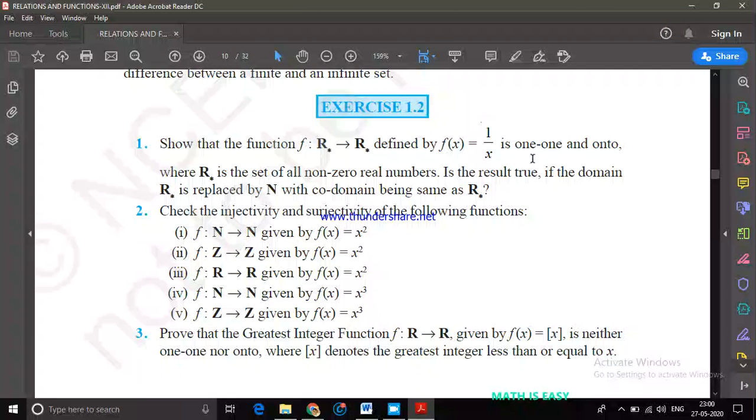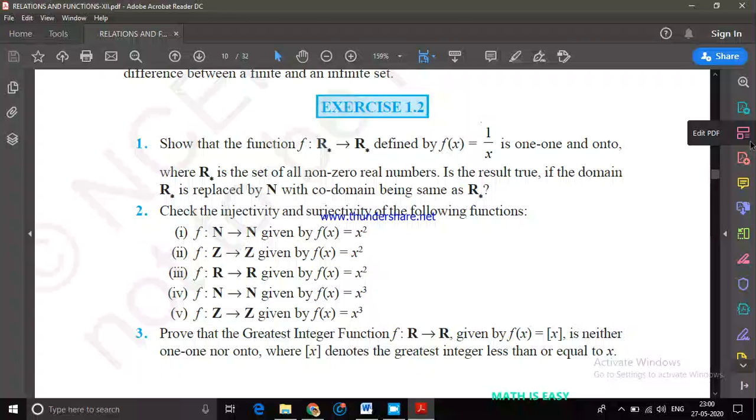So to prove it is a 1-1 function, what do I do? f of x1 equals f of x2, that is 1 by x1 equals 1 by x2. If I take the reciprocal on both sides, I will get x1 equals x2. It is 1-1. To prove it is an onto function, I will take y equals 1 by x, then x equals 1 by y.